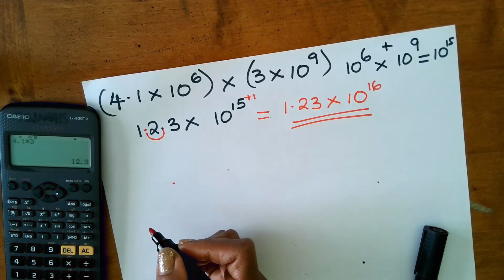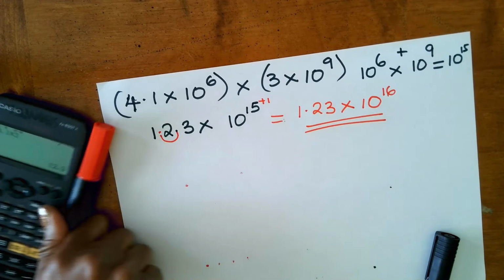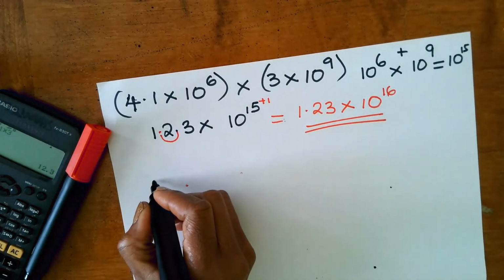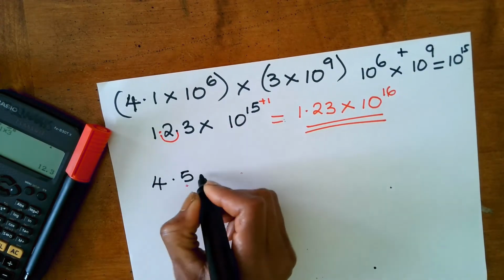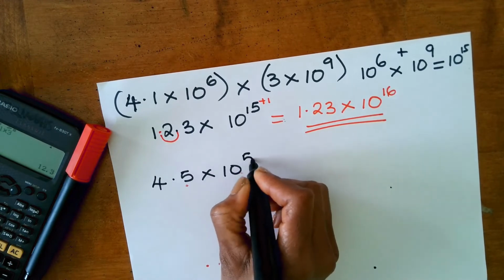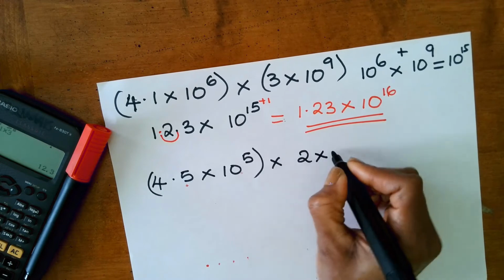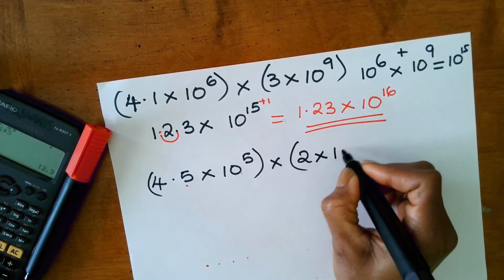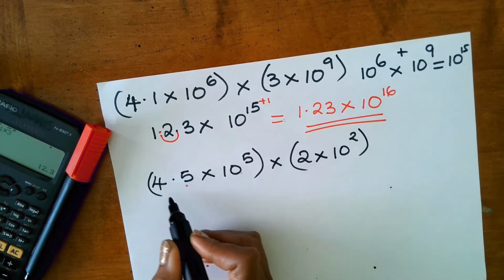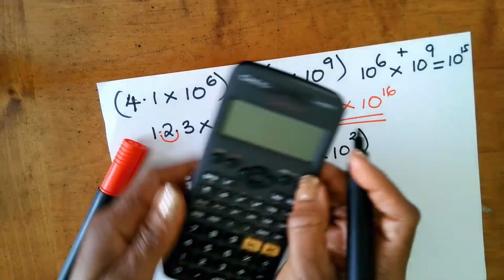So if I do another example, 4.5 times 10 raised to the power of 5 times 2 times 10 raised to the power of 2. So we use our calculator again.